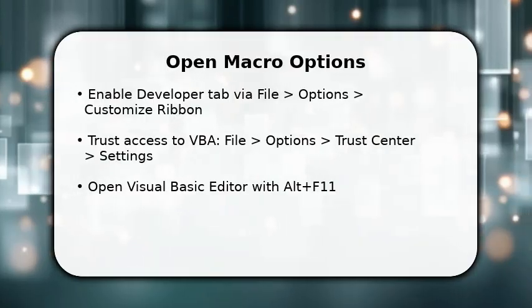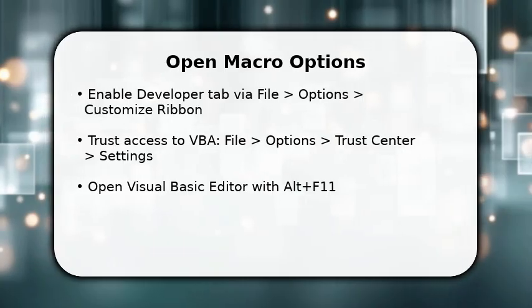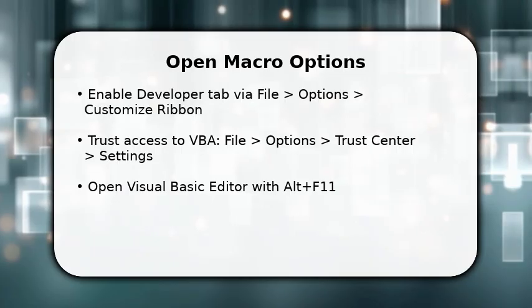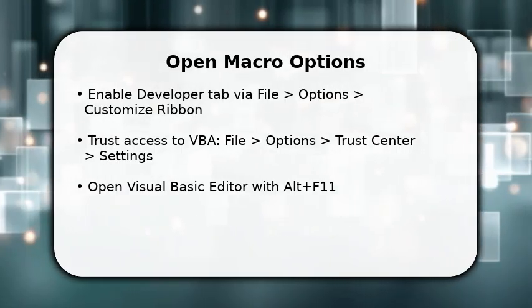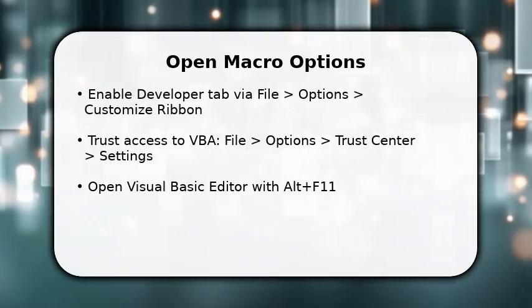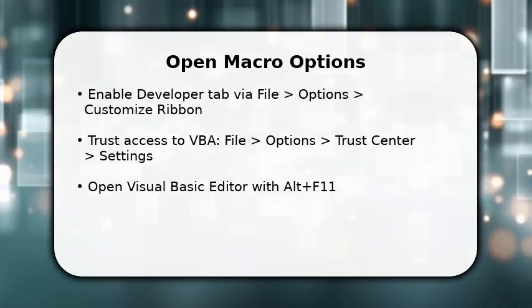You'll begin by preparing Excel so you can reassign a shortcut safely. Enable the Developer tab and allow VBA access. This gives you the tools to create or edit macros. Once done, press Alt plus F11 to open the Visual Basic editor. That's where you'll write the action tied to a shortcut.